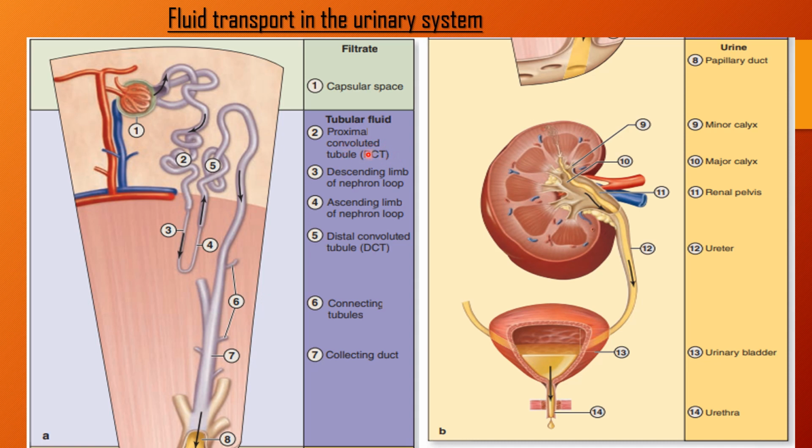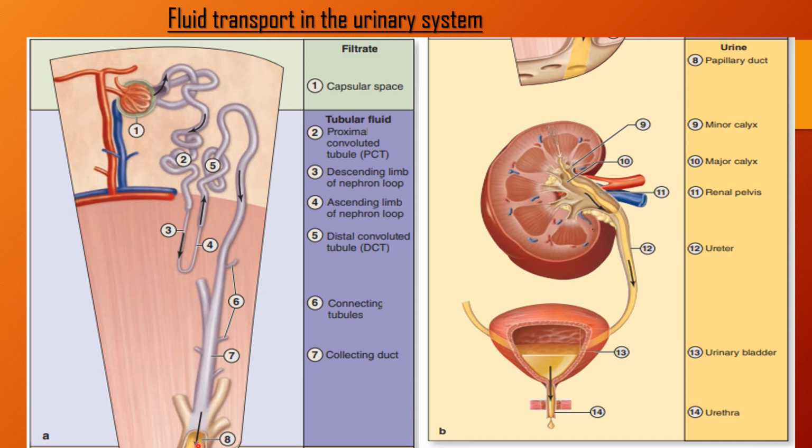This is the proximal convoluted tubule. After that, it enters the descending limb of nephron. This is the descending limb. After that, it enters the ascending limb. Then it enters the distal convoluted tubule. After that, it goes to the collecting tubule, as you can see here. After joining collecting tubules, it forms a collecting duct, and filtrate enters the collecting duct, as you can see here. And after that, it enters the papillary ducts.